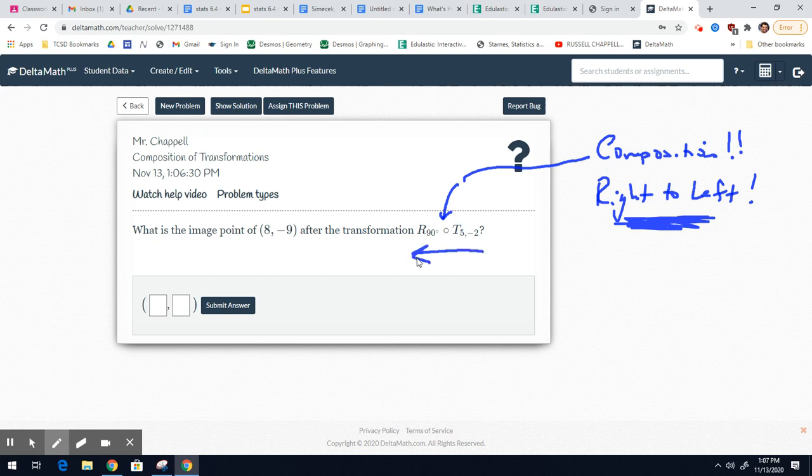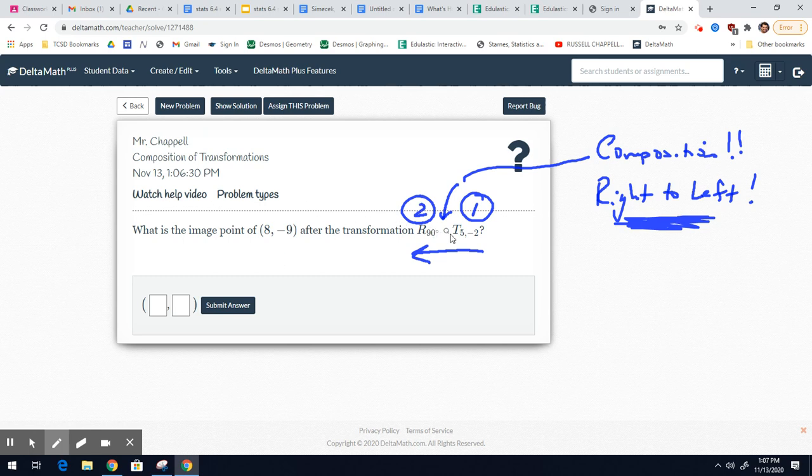What do we typically do? We typically read left to right. I get it. But with compositions, you have to work backwards. If you don't, you will get it wrong. So if you ask Michelle, I can't do this problem, I'm going to say, are you working right to left? And you're going to say, no. I'm going to say, then you're doing it wrong. Okay? All right. So the second transformation happens first, and then the first transformation happens second. That's all I can say.